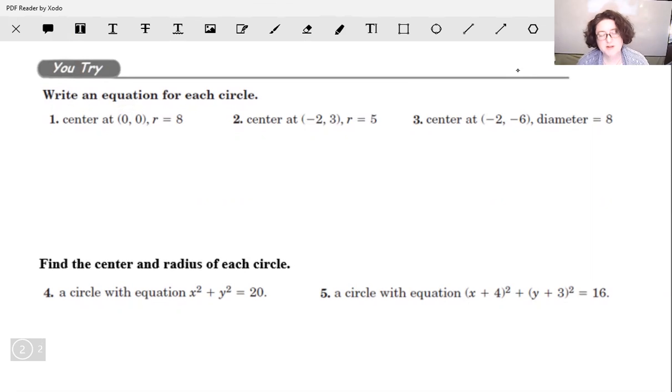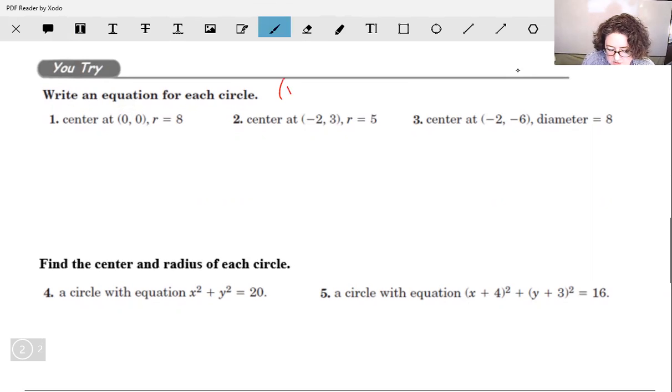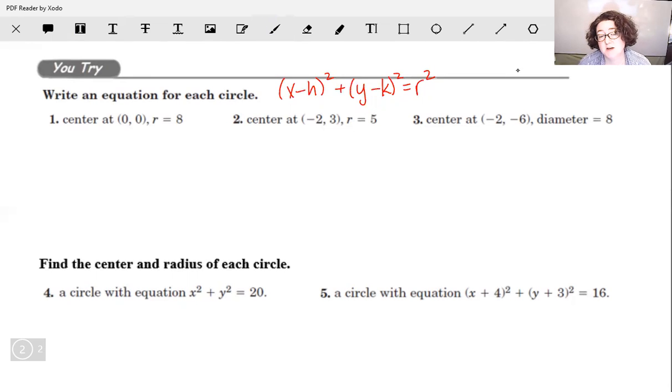So write an equation for each circle. Again, our basic equation. Never a bad idea to write it out until you have it memorized. And again, notice where our signs are. Inside our parentheses, we have a negative sign. In between our parentheses, we have a positive, and our R is always squared in the formula.